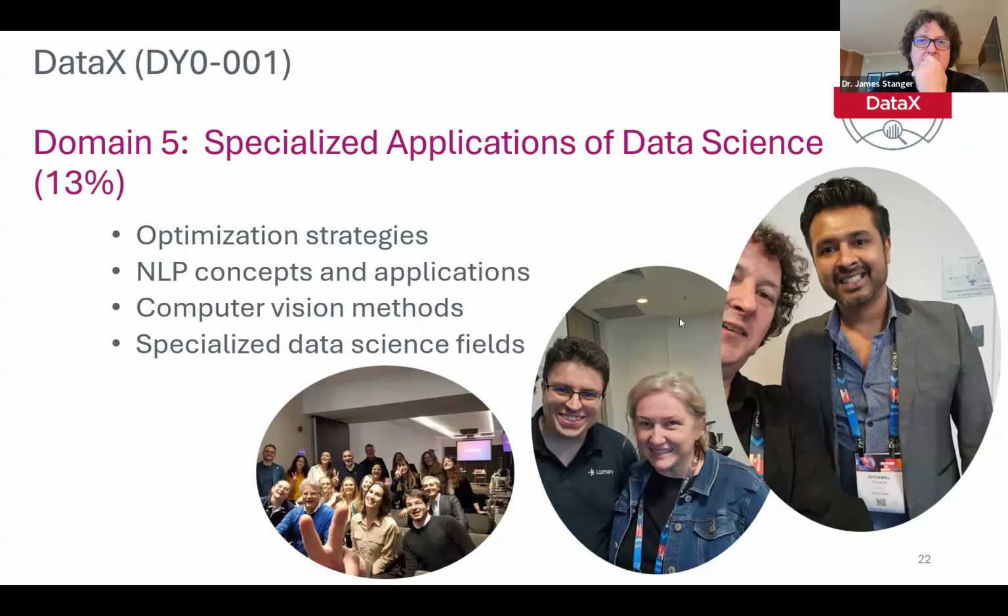And the fifth domain specifically is how do you optimize your processes? How can you basically, as you apply data science to specific concepts and specific work roles, how can you make sure you do that in a secure way?